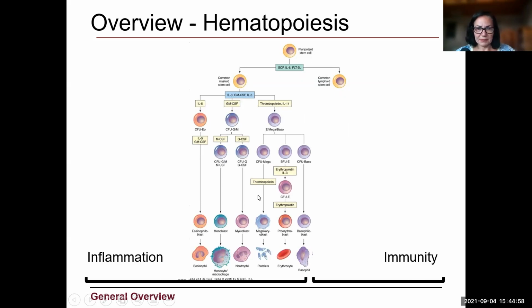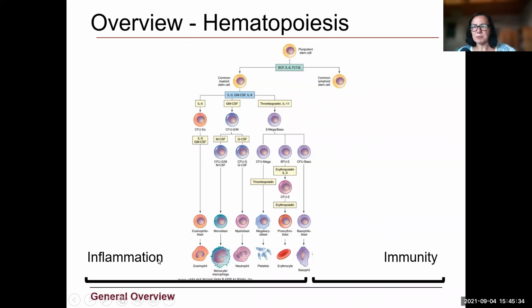So don't panic about this stuff, just keep your eyes down here. These are all the white blood cells that you've learned about before: the eosinophils, the monocytes that mature into macrophages, neutrophils. Platelets aren't exactly cells, they're cell fragments, but you've probably learned about them before. Erythrocytes, of course, are the red blood cells, and basophils. Except for the platelets and the erythrocytes, the other things we would call white blood cells, and those are the cells of inflammation.